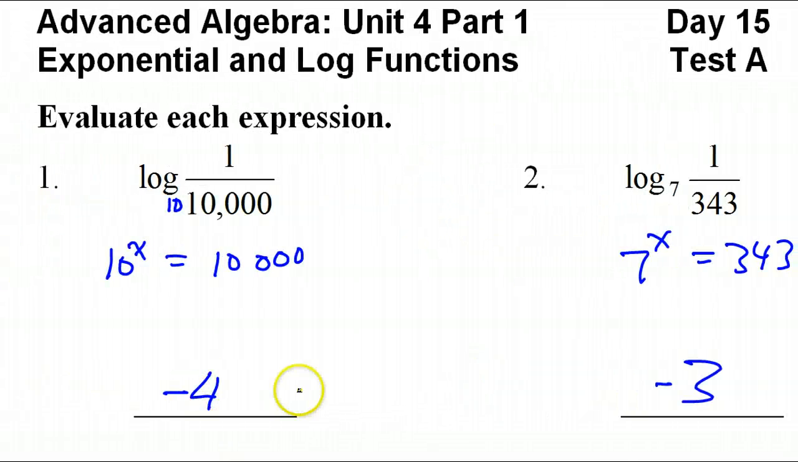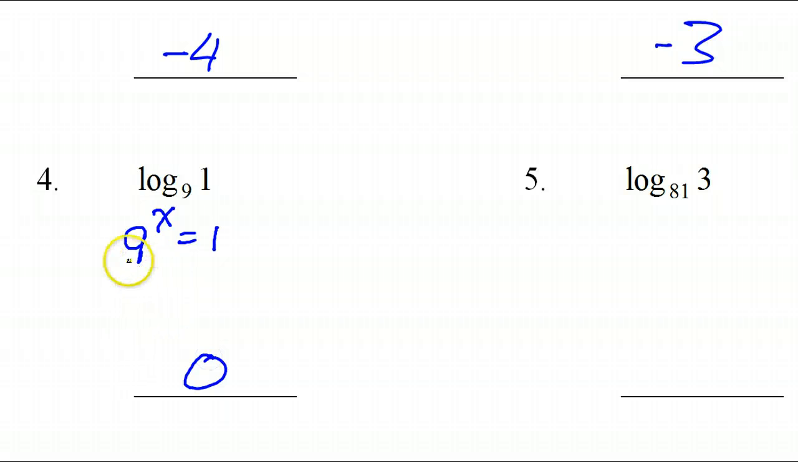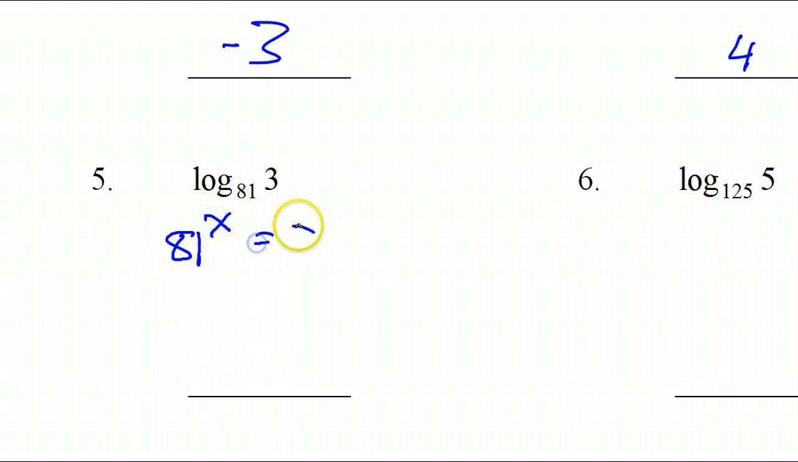Number 4. I'm thinking 9 to the what power equals 1? Well, that's 0. Anything to the 0 power is 1. Number 5. Oh no, I'm thinking 81 to the what power equals 3?